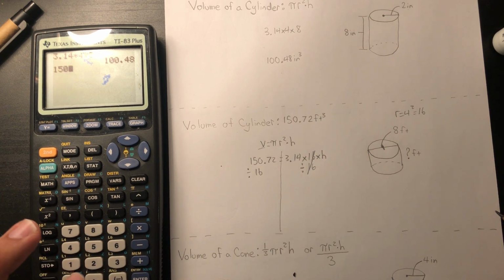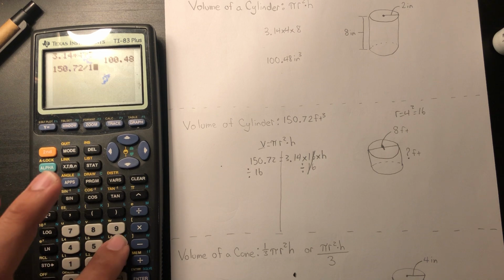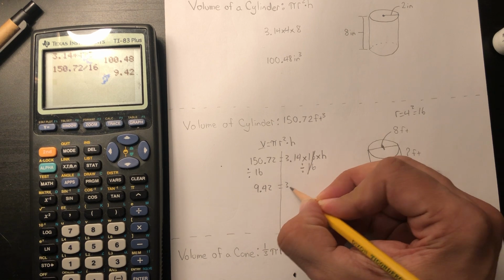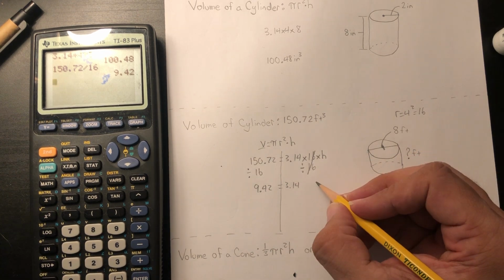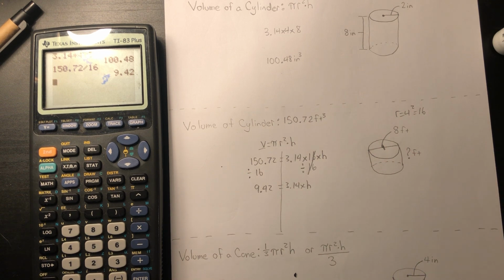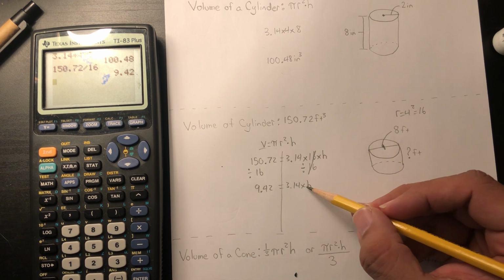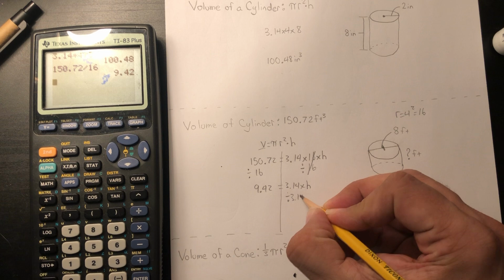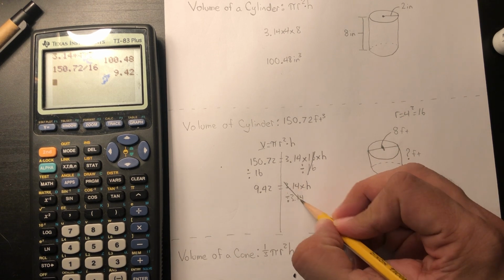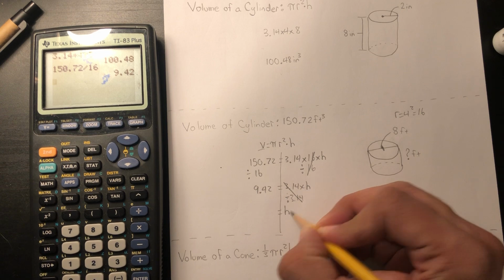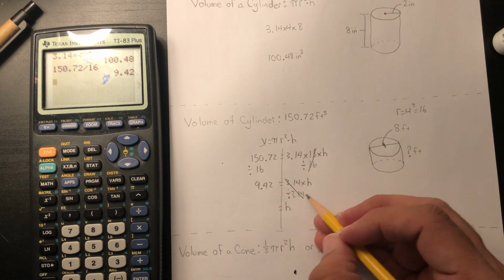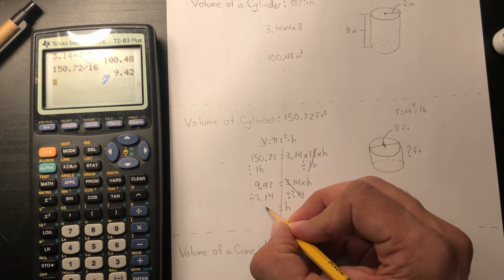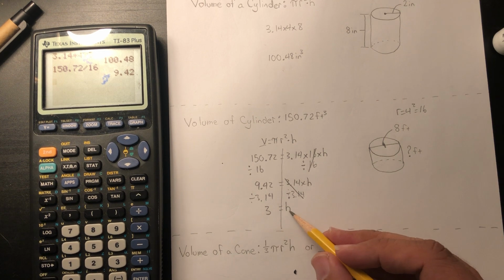So 150.72 divided by 16. That's going to give us 9.42 equals 3.14 times h. So now we still have to figure out what h is. What is 3.14 doing to the h? It's multiplying. So we're going to divide. So if we divide this side by 3.14, 3.14 divided by 3.14 is 1. How do you write 1h? It's just h. Now, whatever you do to one side, you have to do the other. So divide this side by 3.14, and you're going to get 3. So what's the height? The height is 3.